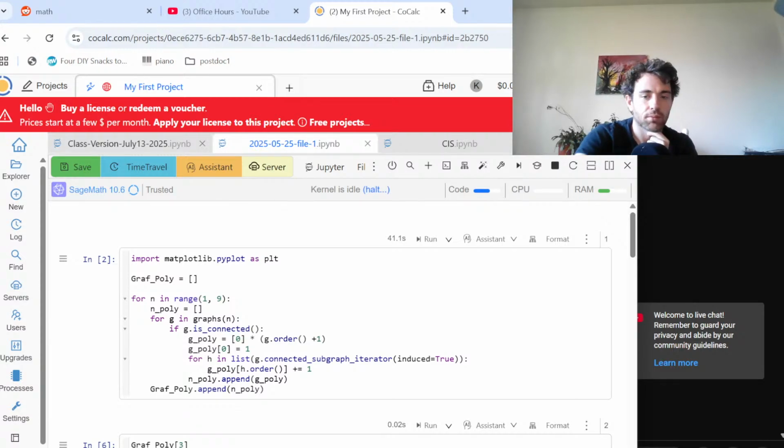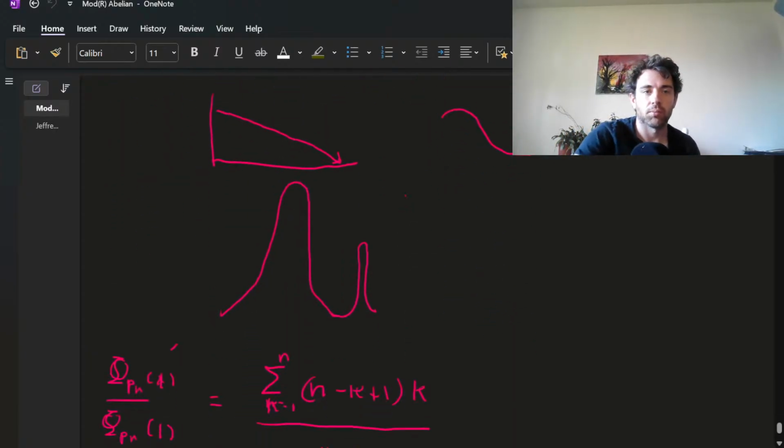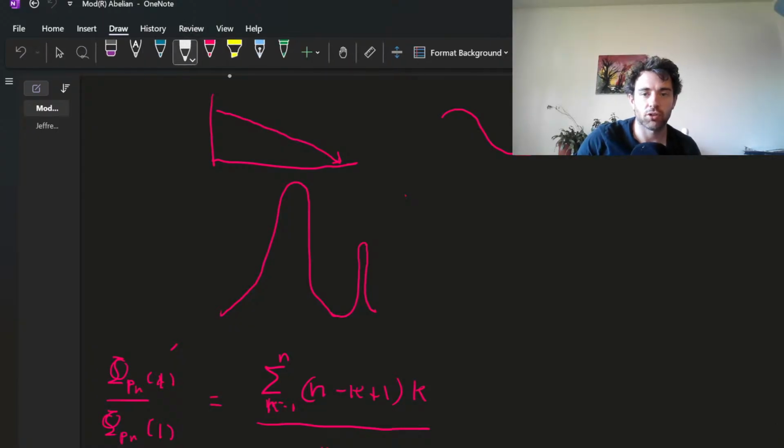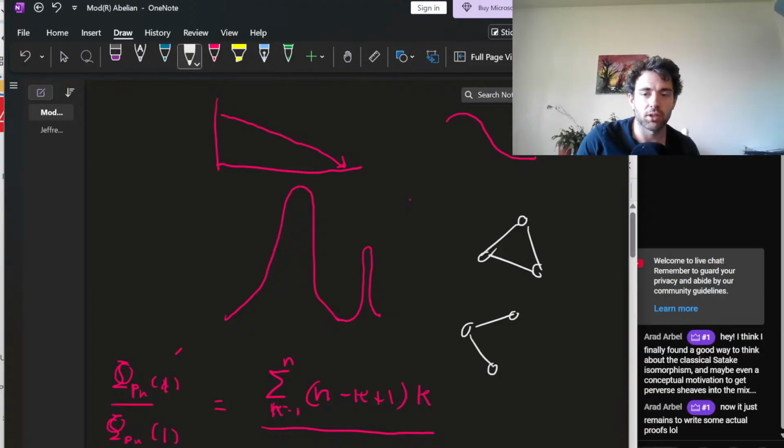So, for example, if I took the cycle, then this would not be an induced subgraph, right? But this would be an induced subgraph.